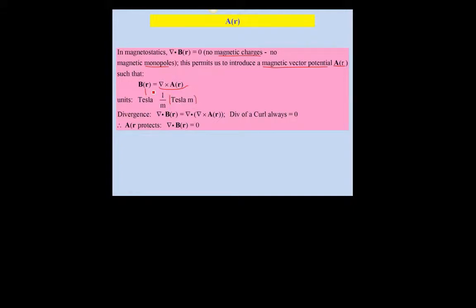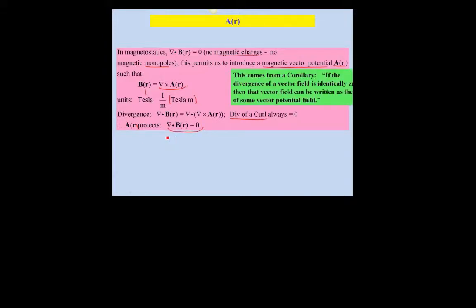So given this relationship between the vector potential and B, let's take the divergence of B, and we immediately have the divergence of this quantity here, which is the curl. And if you remember, the divergence of a curl is always 0. A of R protects the condition that we have no monopoles.